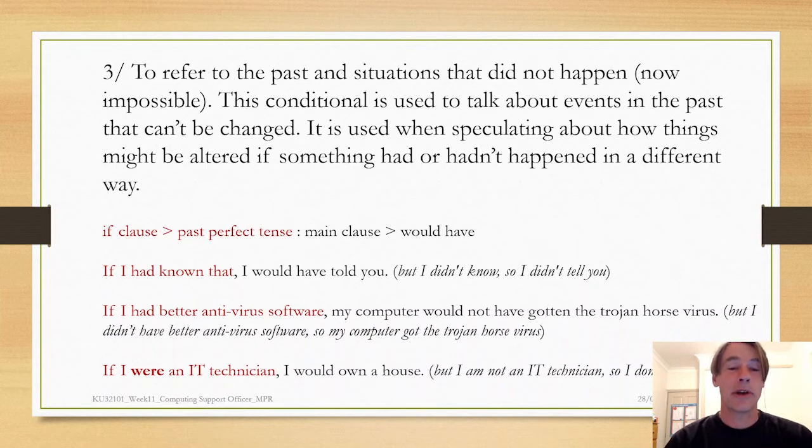That's enough as it is, but we can also add, but I didn't know, so I didn't tell you. The second example is, if I had better antivirus software, my computer would not have gotten the Trojan horse virus. That infers that we've already got the Trojan horse virus. If we'd done something different, the future would have been different. And we can also add on this one, but I didn't have better antivirus software, so my computer got the Trojan horse virus. The last example is, if I were an IT technician, I would own a house. But as you know, I'm not an IT technician, so I don't own a house.